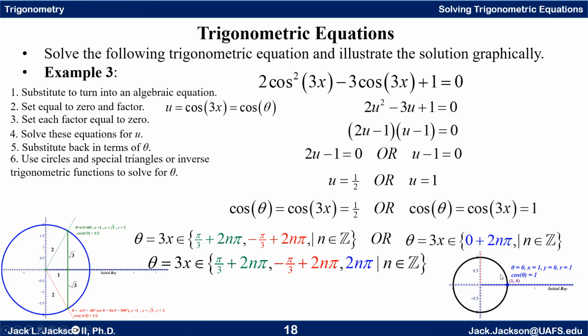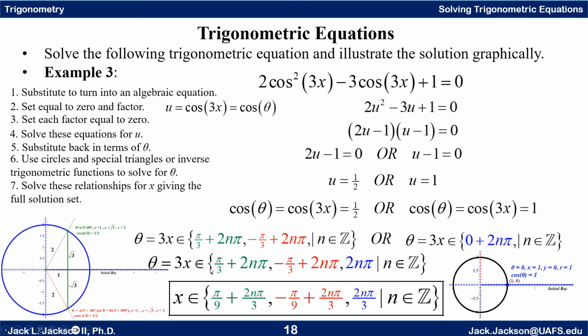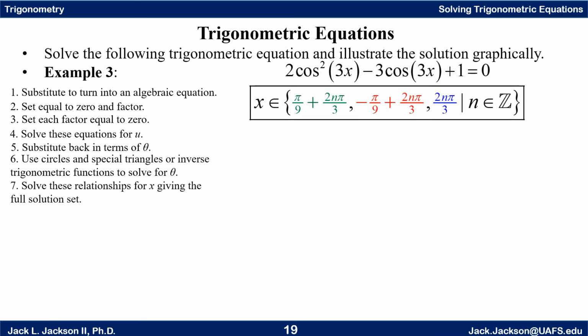Now these are the values in these pictures for theta, but theta is 3x. So now we need to solve for x. This is essentially like an equals here, so we're going to divide both sides by 3 to get the final answer. And when we divide by 3, we distribute, so pi over 3 divided by 3 is pi over 9, and then we get 2n pi over 3, negative pi over 9, 2n pi over 3, and then just 2n pi over 3. So there it is, our solution set.